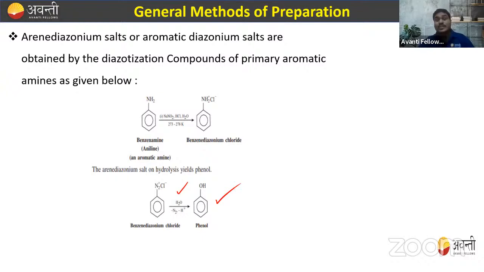So this is the first way for the preparation of phenol, from BDC. When you treat BDC with warm water, then phenol will be formed, right? So I hope this is clear.